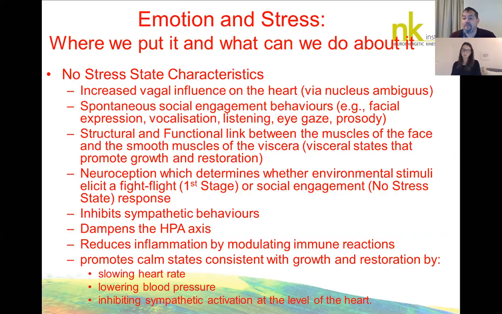So, let's look at the no stress state. So this is what we would call the myelinated vagus nerve in the polyvagal theory. So we've got the parasympathetic innervation of the heart and other visceral organs and glands, which promotes proper function of your organs and glands in your body. So this is via the nucleus ambiguus.